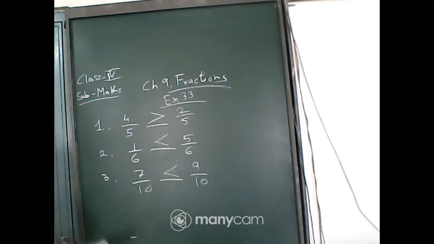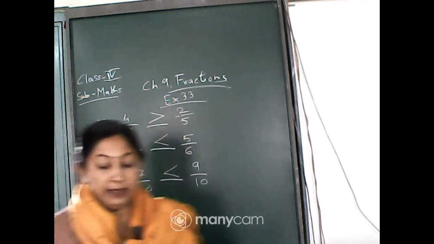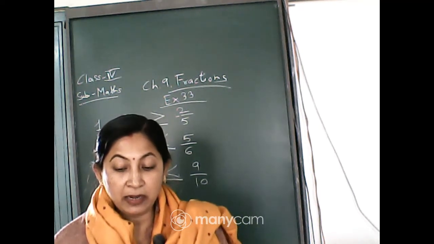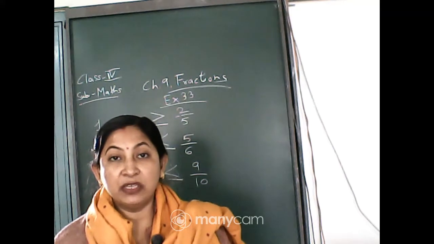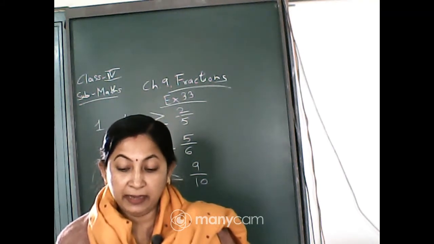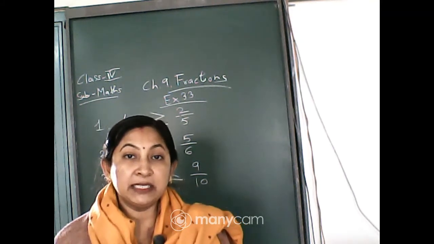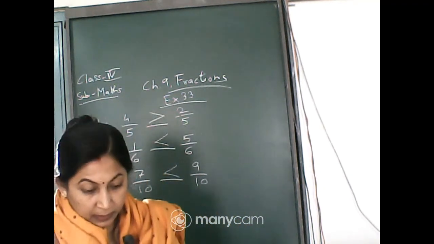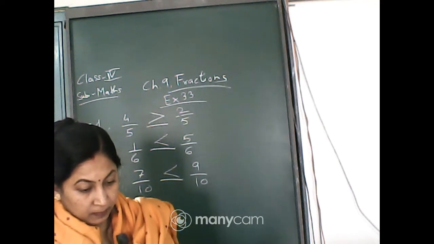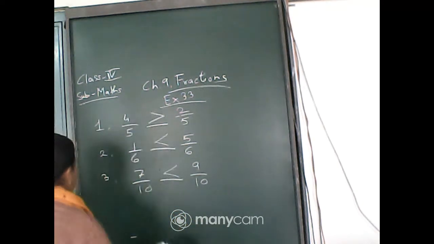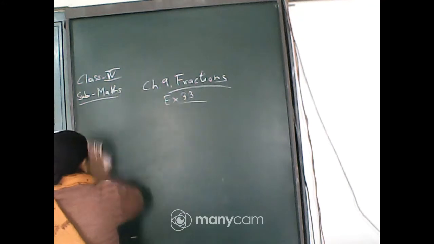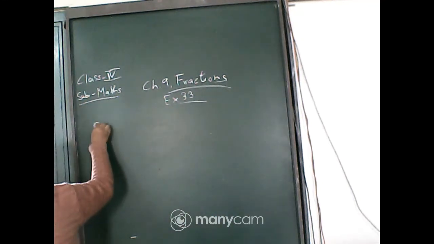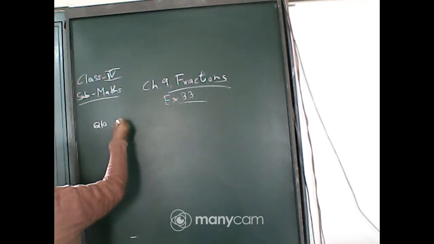Question number 10 is: arrange the following fractions in ascending order. Now here a group of fractions is given that you have to arrange in ascending order, and as you know all the denominators are the same. Okay. So let us do this one. See question number 10. Suppose I am doing 10C.